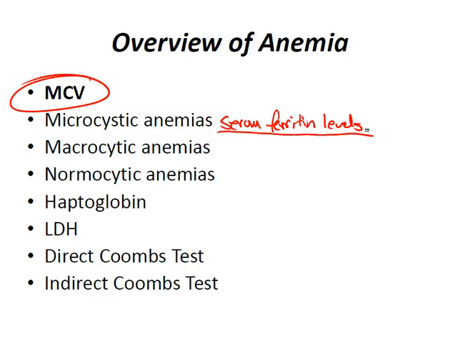So normocytic anemias, this is pretty much everything else, but a few notable examples. Anemia of chronic disease can cause a normocytic anemia. Leukemias, aplastic anemia, enzyme defects like G6PD, and hemoglobinopathies such as hemoglobin C, sickle cell, where you look for target cells. All right, so what about haptoglobin?